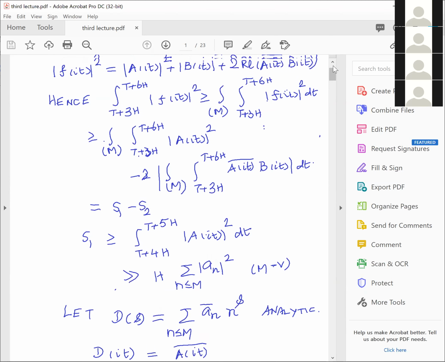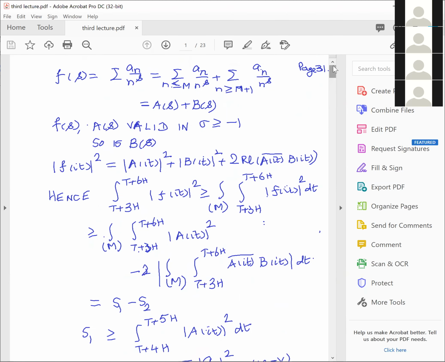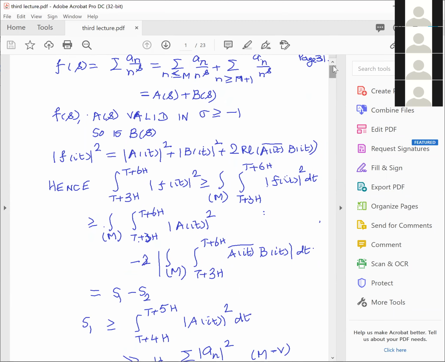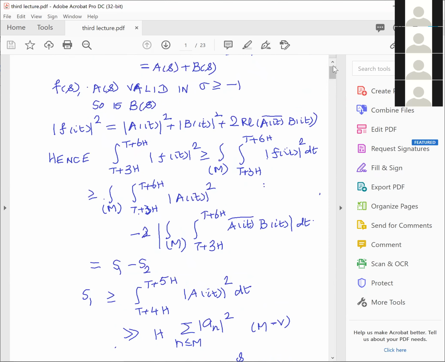This b of s is defined by the summation a n by n power s, n bigger than or equal to m plus 1, and since I have already assumed my a n ought to be O of n power epsilon, this series is valid at sigma equal to 3. And therefore, if I can move it, then that's fine. As I was explaining yesterday, there are two problems in moving, and we will solve the problems one by one.